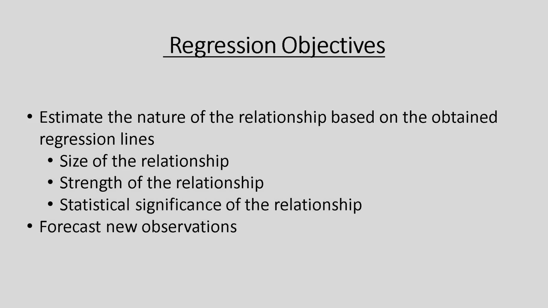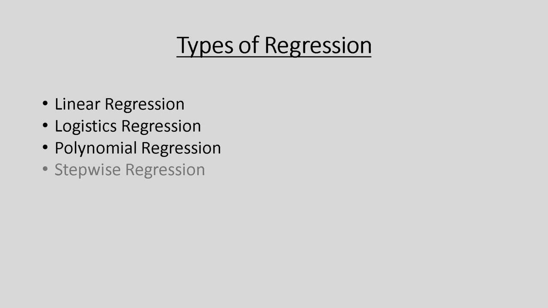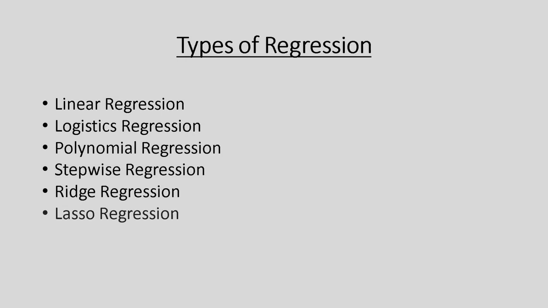The other objective is to forecast unobserved values based on the current knowledge of the relationship. For example, forecasting the sales of the next quarter based on the values of the previous quarter and the current quarter. Let's talk about the different types of regression. There are different types such as linear regression, logistic, polynomial, stepwise, ridge, lasso, elastic net. Now in this video we'll only talk about linear regression. So let's start with linear regression.